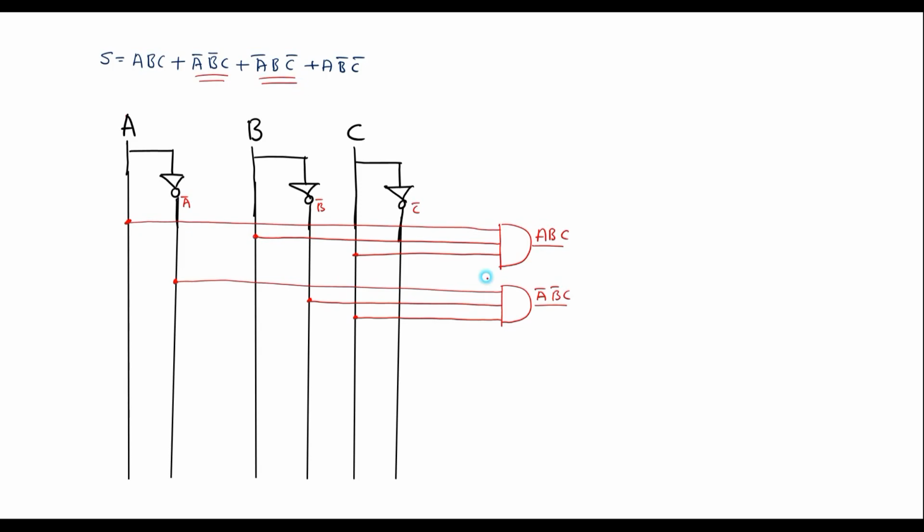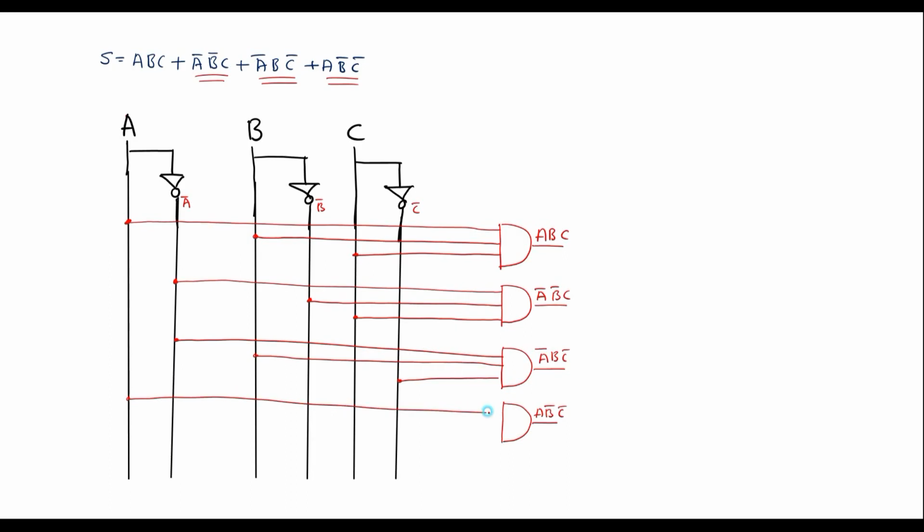Next term is A bar B C bar. This is A bar. This is B, and this is C bar. Next term is A B bar C bar. We'll use one more AND gate. The output should be A B bar C bar. So this is A. We have B bar here, and this is C bar.